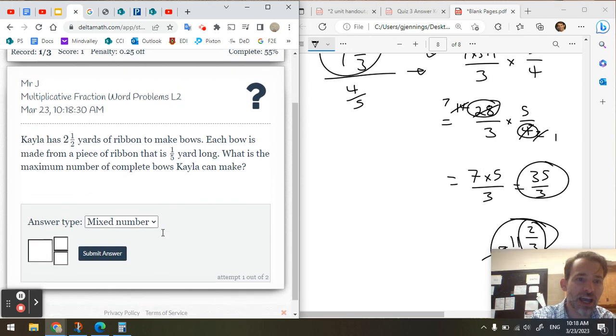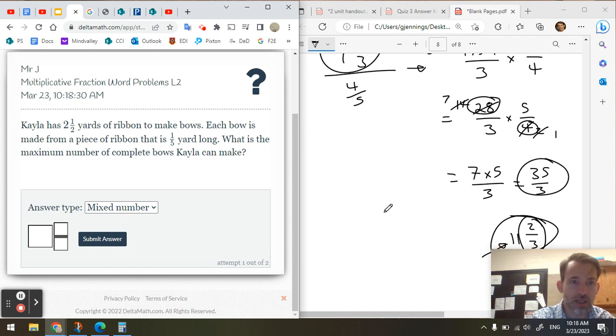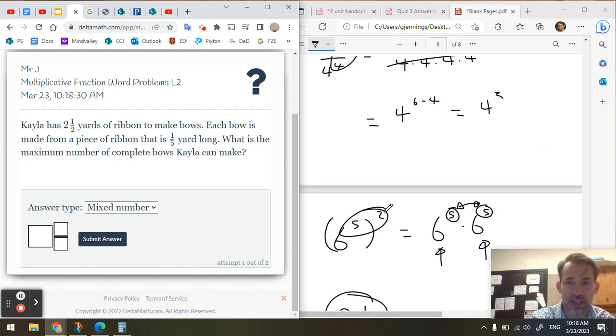All right, Kayla has 2.5 yards of ribbon to make bows. Each bow is made from a piece of ribbon that's 1/5 of a yard long. What's the maximum number of complete bows that she can make? Okay, so here again, we're dividing.